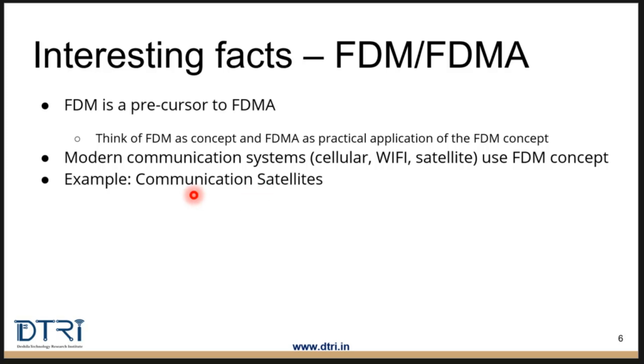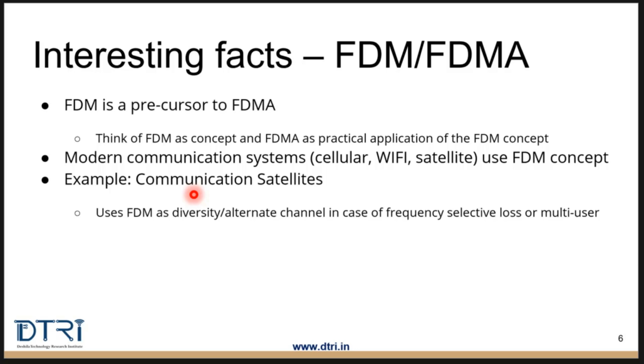Let us take an example of communication satellites. In the case of communication satellites, if one segment or chunk of frequency is affected due to a selective frequency loss in the environment because of interference, another segment of the frequency could be used. Also, it could be used in cases of diversity. Similarly, communication satellites also cater to multiple users using the FDM concept.